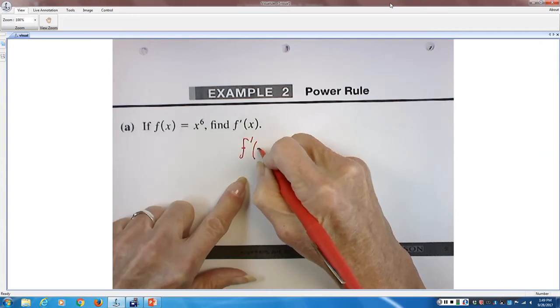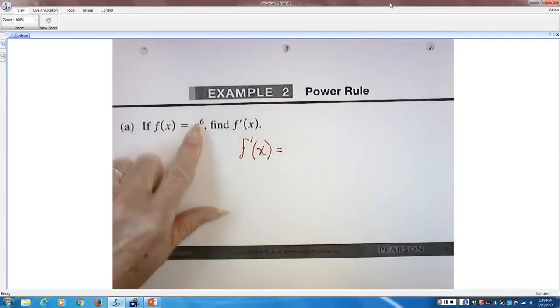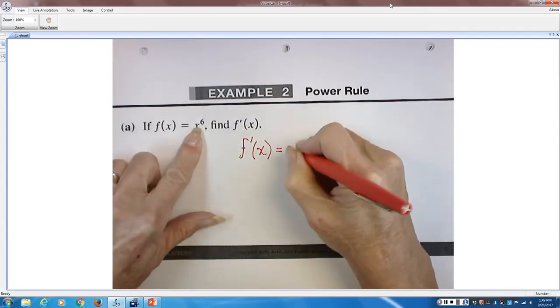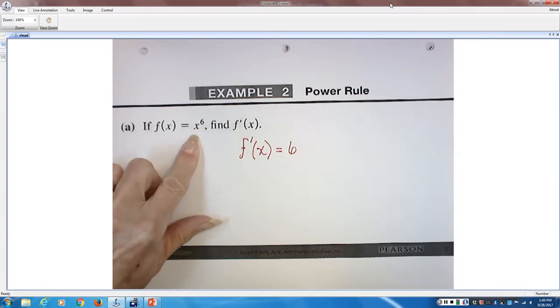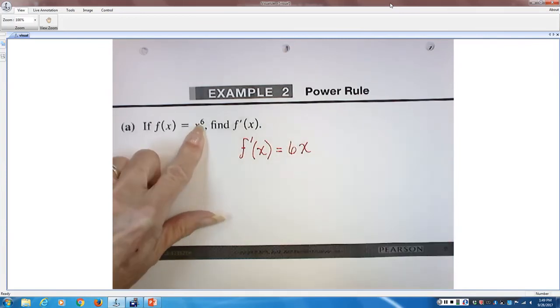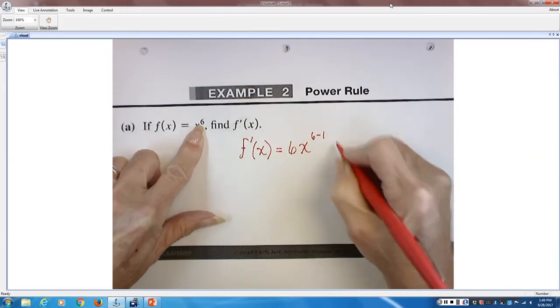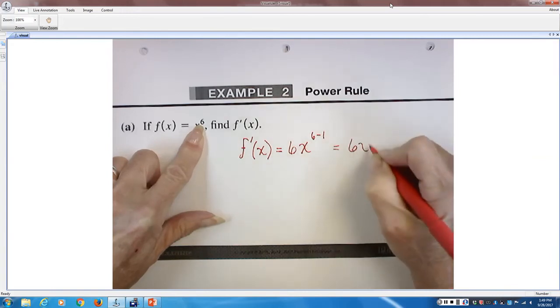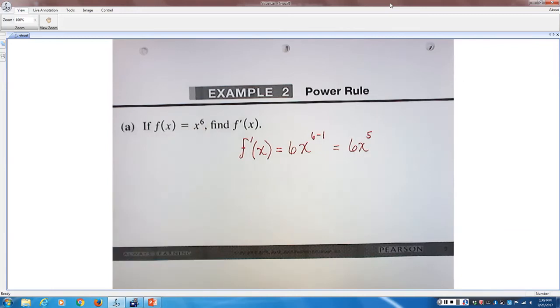Almost. f prime of x says take the 6, drop it in front, keep the x, reduce the power by 1. Okay? The derivative of x to the 6th power is 6x to the 5th power. That's it, you're done. No 4-step method, no extra work, no algebra. That's it, you're done. Okay?